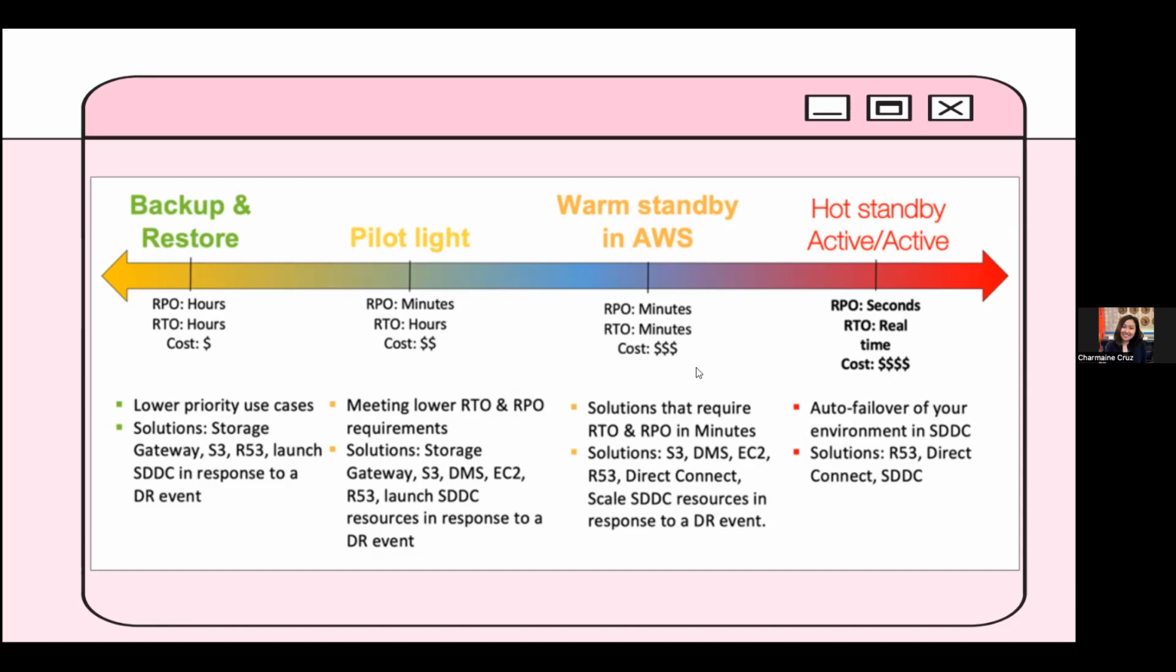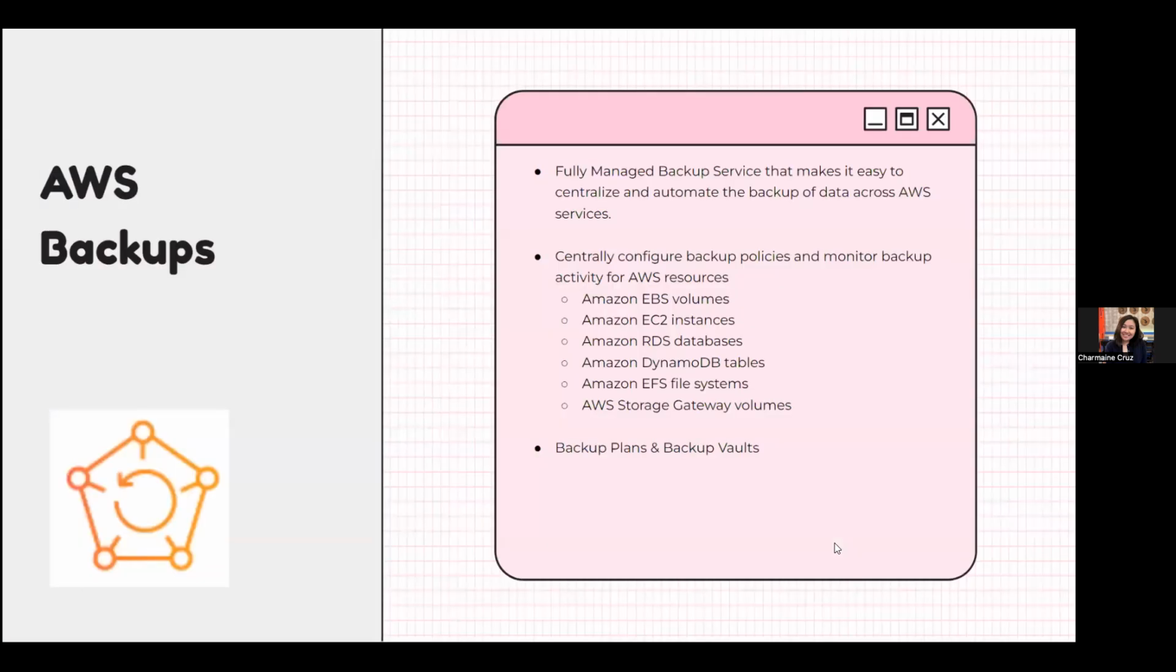And then for warm standby, which is more costly and runs only in minutes, yung RPO and RTO niya is solution that requires only minutes para makapag-recover yung pinaka-application natin. So solution, S3, DMS, EC2, Direct Connect, DX, Route 53, SDDC. And hot standby, which is yung pinaka-costly, is only in seconds and in real time yung pag-recover niya, is auto failover of the environment in SDDC, and solution is Route 53, Direct Connect, and SDDC. So that's the difference of our methods on DR.